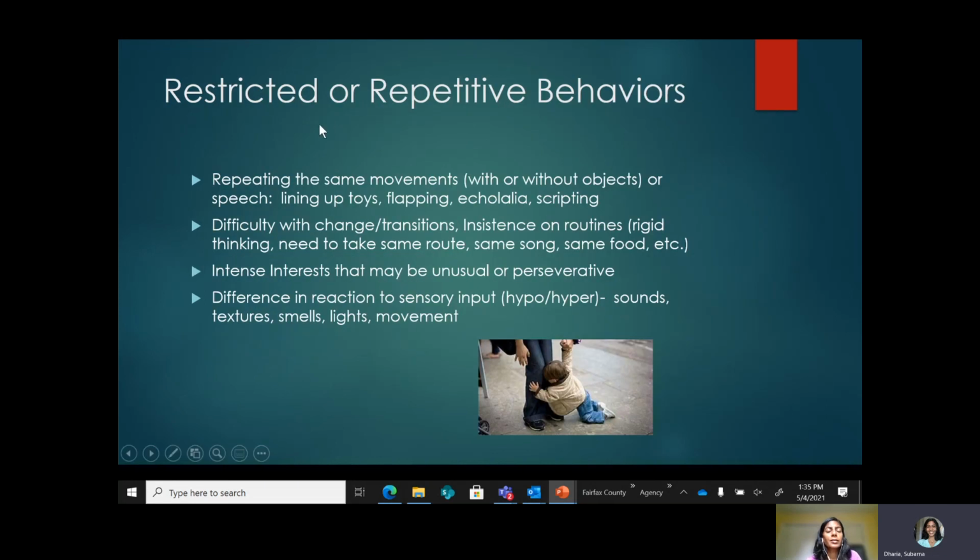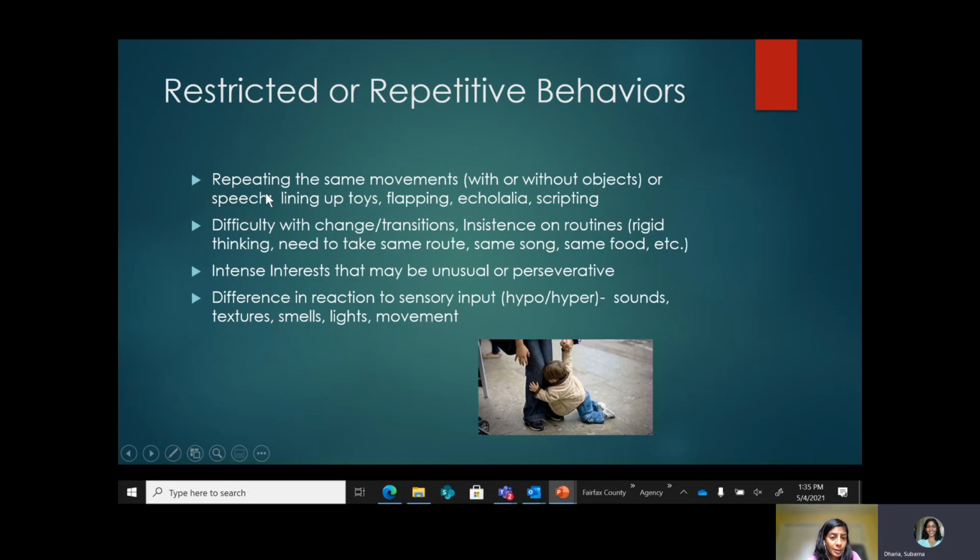The second part of the criteria for autism is restricted and repetitive behaviors. So in this case, only 2 out of these 4 things have to be met. But let me talk about them. Oftentimes, we do see that many children have some aspect of each of them anyway.